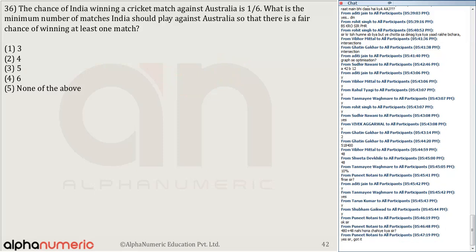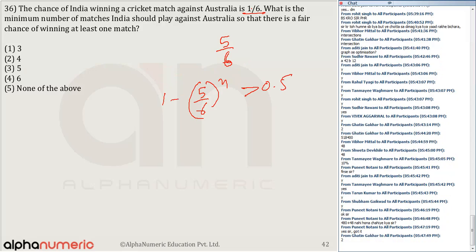ओके, जीतने के चांसेस 1/6 है. सो हारने के चांसेस, प्रोबेबिलिटी ऑफ लूजिंग इज 5/6. Winning a cricket match against Australia is 1/6, so probability of losing the match is nothing but that is going to be equal to 5/6. So answer is 1 minus 5/6 raised to power n. It has to be greater than 0.5.